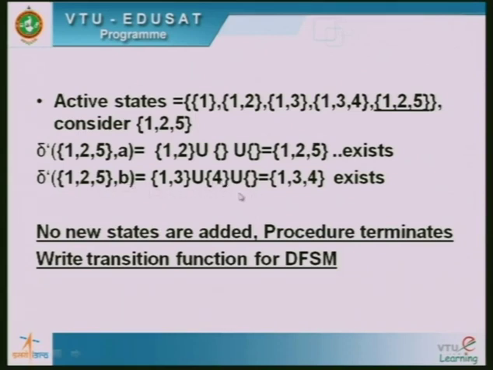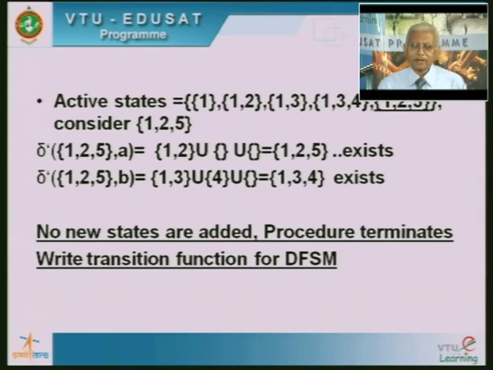If you look at the diagram of the non-deterministic machine, then it is null. So, 1, 3, 4 all are existing. You have considered all the states for the transition function and nothing is getting added. So, no new states are added. So, the procedure terminates. Therefore, write the transition function.